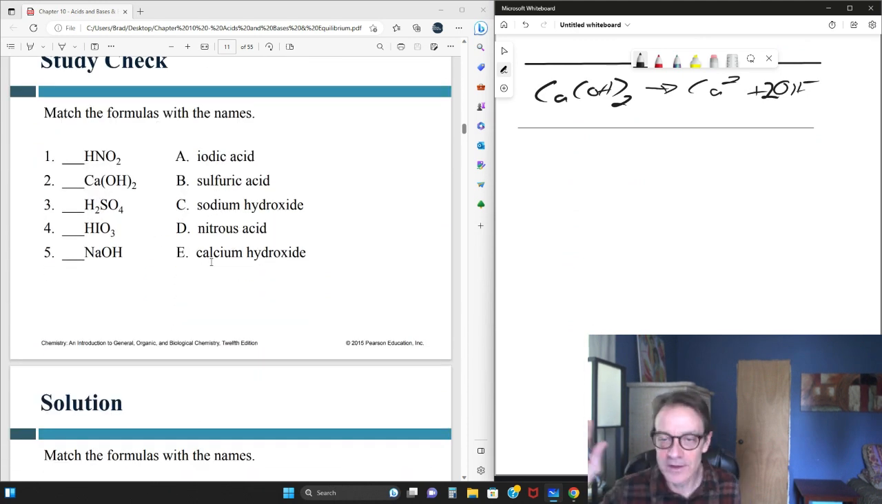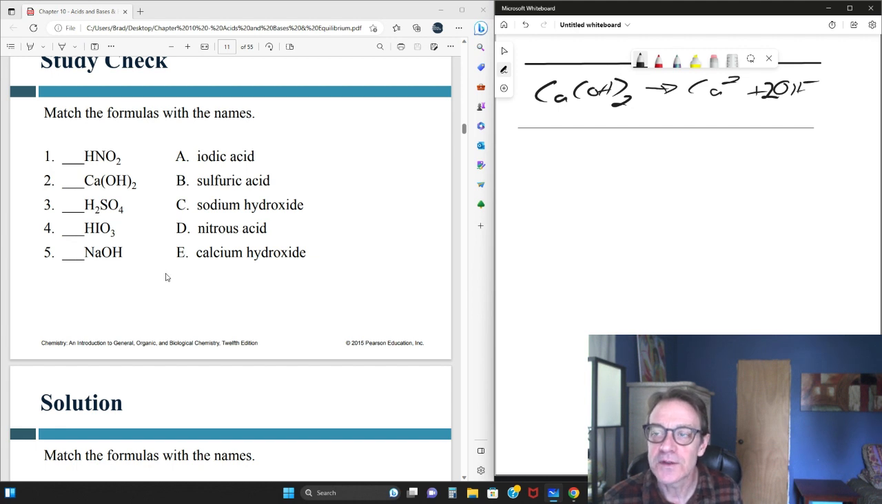If you're given a list of matching, you can kind of get the easy one. Sodium hydroxide takes C out. Calcium hydroxide that we just saw. Nitrous acid. There we go, the only one with a nitrous. Sulfuric acid, the only one with a sulfur in it. And then, of course, iodic acid, the one molecule that does have an iodine associated with it.